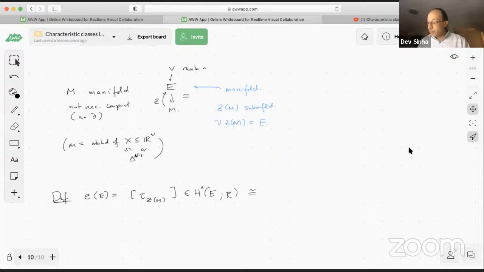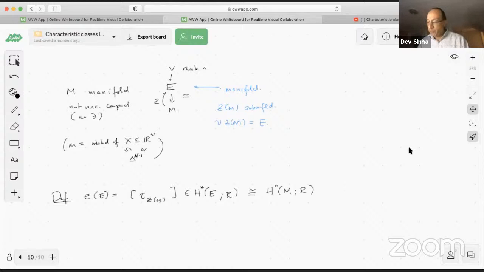But then, as I just said, E and M are homotopy equivalent. So that's, of course, in the cohomology of M as well. And let me just say the dimension. Well, the dimension of a cohomology class is the codimension. V was rank n, so this is in H^n.